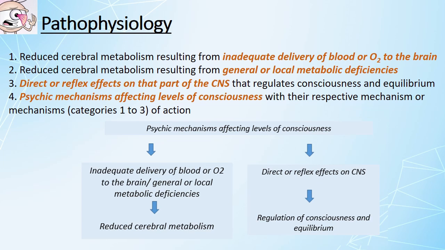Then the third one is direct or reflex effects on that part of the CNS that regulates consciousness and equilibrium. Example, in cases of cerebrovascular accident or in convulsive episodes. Then last but not the least, psychic mechanisms affecting levels of consciousness. So there are some psychic mechanisms involved. Example, in cases of emotional disturbances which can either act by their own mechanism or they can act by any of the above 3 mechanisms which were discussed just now, and they can regulate consciousness in the patient.